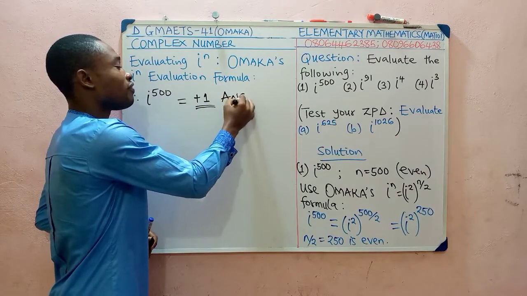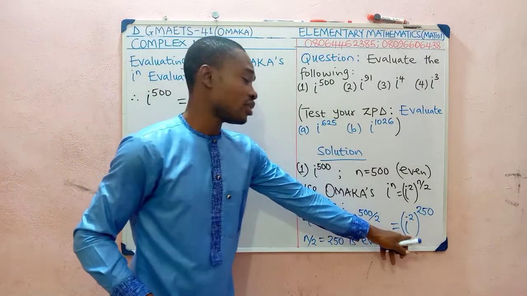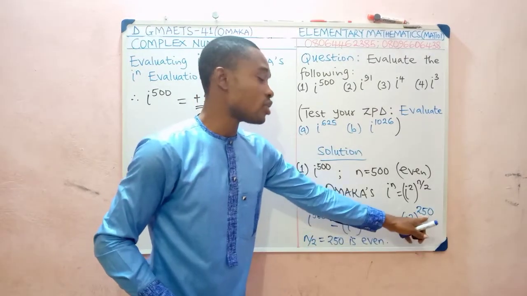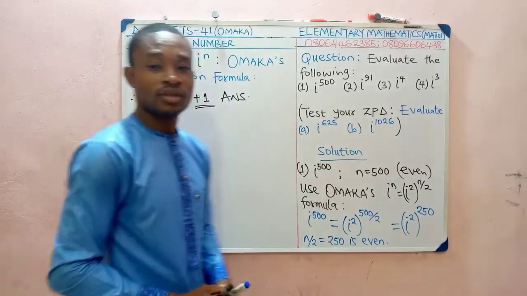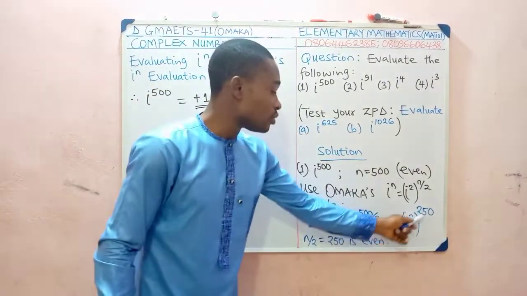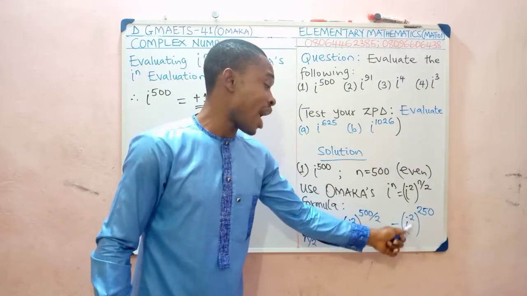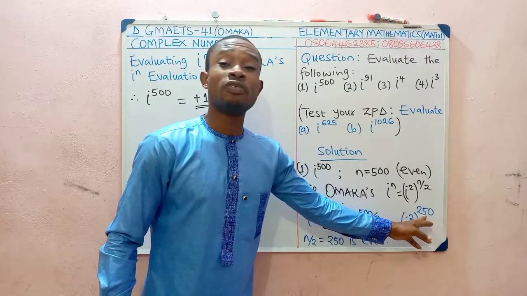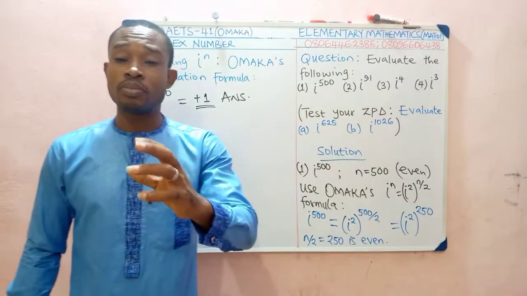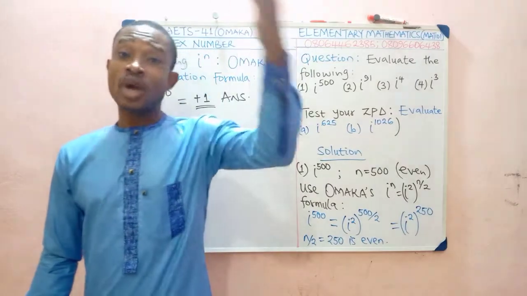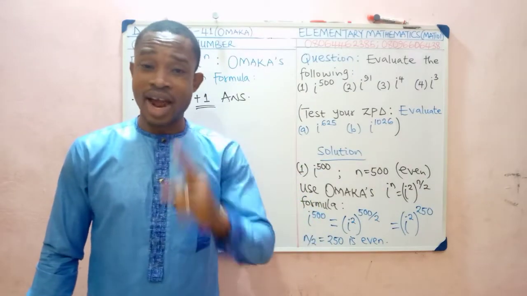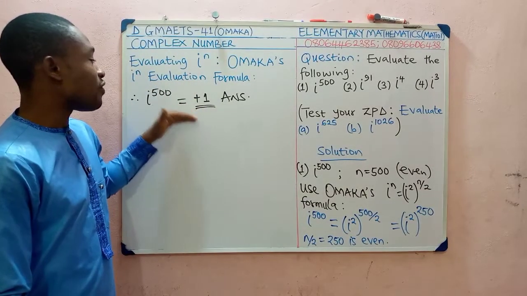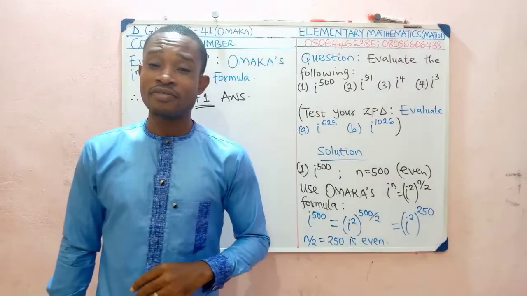If you want to verify, you can verify from here. Simply fix i squared is minus 1. So you have minus 1 raised to power 250, because we know that i squared is minus 1. 250 is an even power. So minus 1 raised to an even power will give you positive 1. I told you in the previous video. Therefore, i raised to power 500 is equal to positive 1.